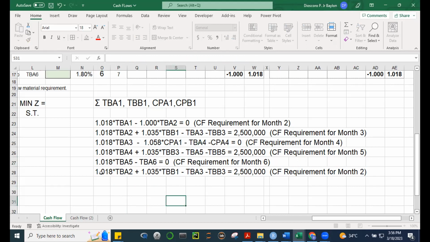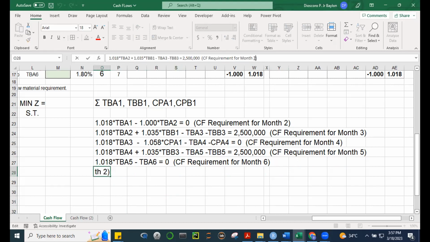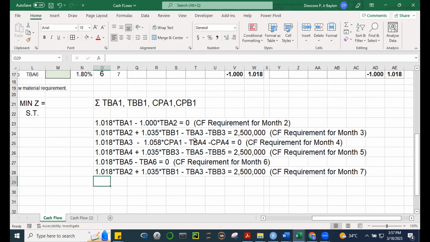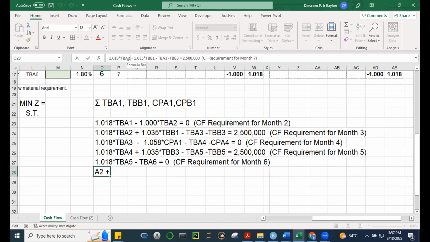And finally, okay, volunteer again, please. For month 7, it will be all plus 1.018 TBA 6. Okay, and then 1.035 TBA 5. What else, class? CPA 5. Then 1.058 times CPA 4. Okay, 1.058 times CPA 4.